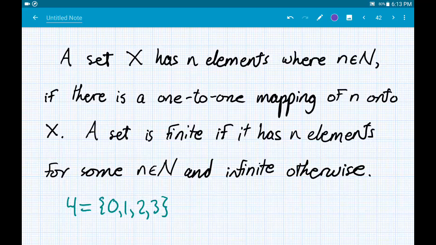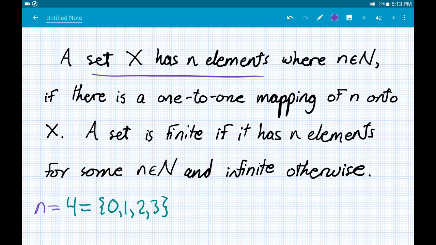Before getting into the next set of exercises, we need to set up a few definitions. The first of which is, what does it mean for a set to have n elements? This means that there exists a one-to-one mapping of n onto x. Let's take a particular example like n equal to 4. Recall that 4 is equal to the set of all numbers less than it, so if there is a one-to-one mapping from 4 onto x, then x must also have 4 elements.